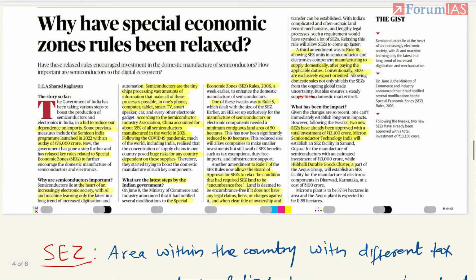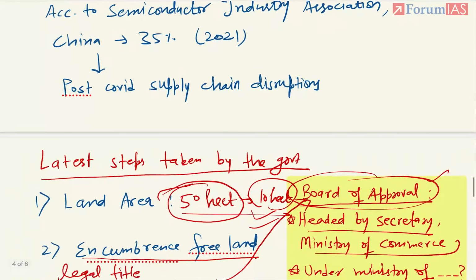So is there any impact of this so far? There's a small impact. Recently, we can see 2 new SEZ have been approved with 13,000 crore investment. So we'll see the impact of these relaxation of rules in the upcoming future.